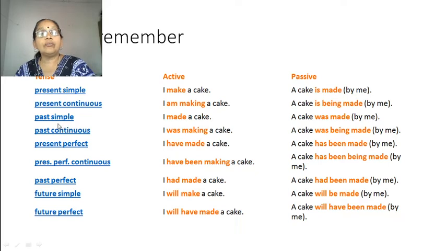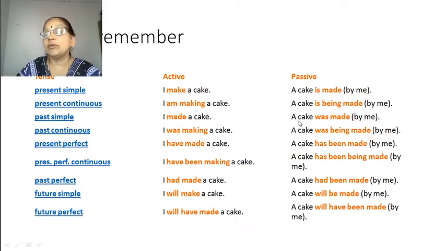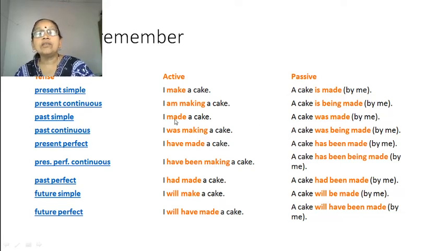Let us go for simple past. I made a cake, same sentence. Here it starts from the object. A cake was made by me. Why did the word was come here? Because this is past tense. The word made itself showed that this is a past tense sentence. So in a past tense sentence, the word was has come.